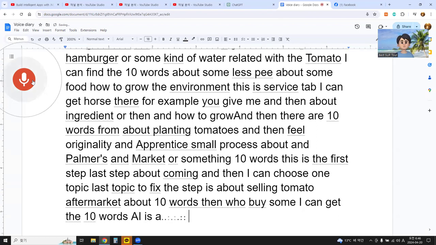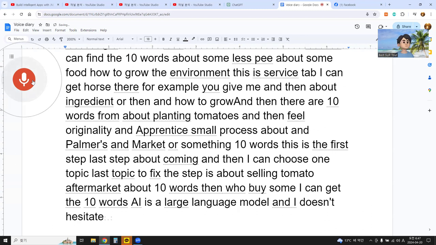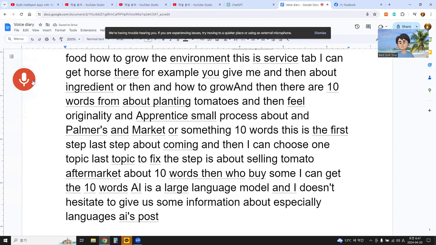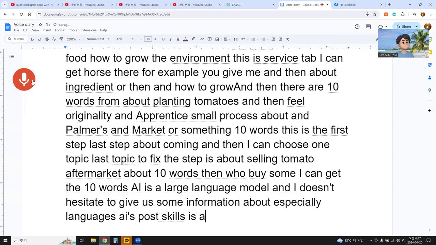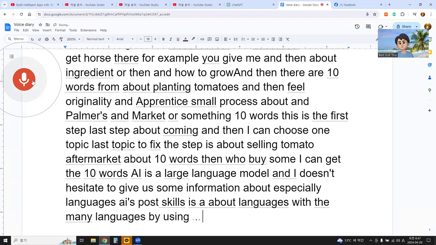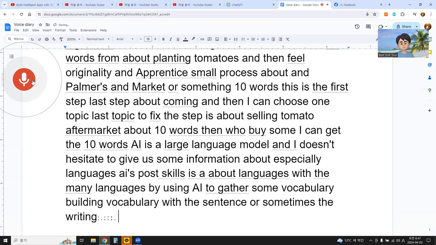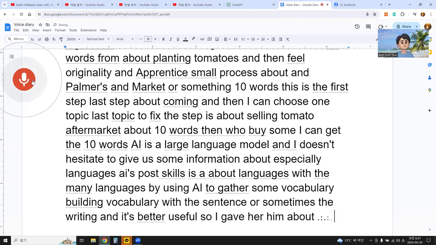AI is a large language model. AI doesn't hesitate to give us information, especially about languages. AI's first skill is about languages, with many languages. By using AI to gather vocabulary, building vocabulary with sentences, or sometimes writing, it's very useful. So I showed him this way of building vocabulary.